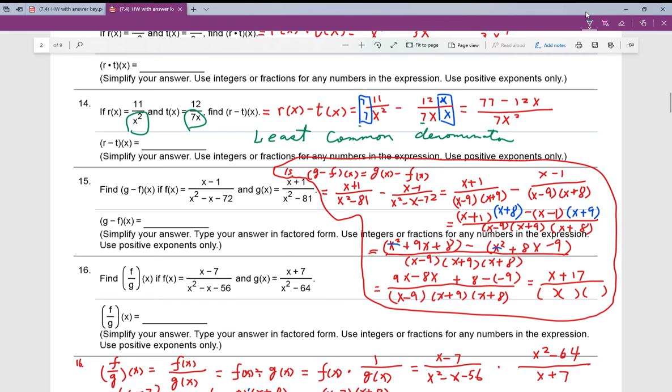Okay. If you don't remember how to find the least common denominator, something asked in class time, I will review it for you. So once you have the same denominator, then you simply subtract the numerators. 77 minus 12x.